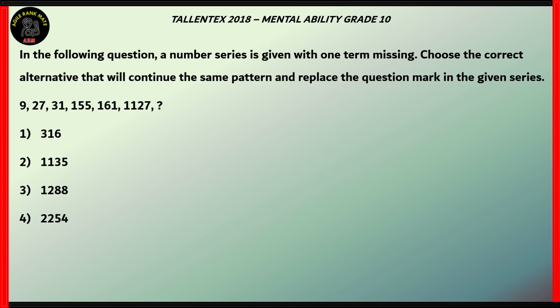Now let's look at another question. This one is on mental ability. It's an often discussed topic in competitive exams, so therefore it is quite important. In the following question, a number series is given with one term missing. Choose the correct alternative that will continue the same pattern and replace the question mark in the given series.